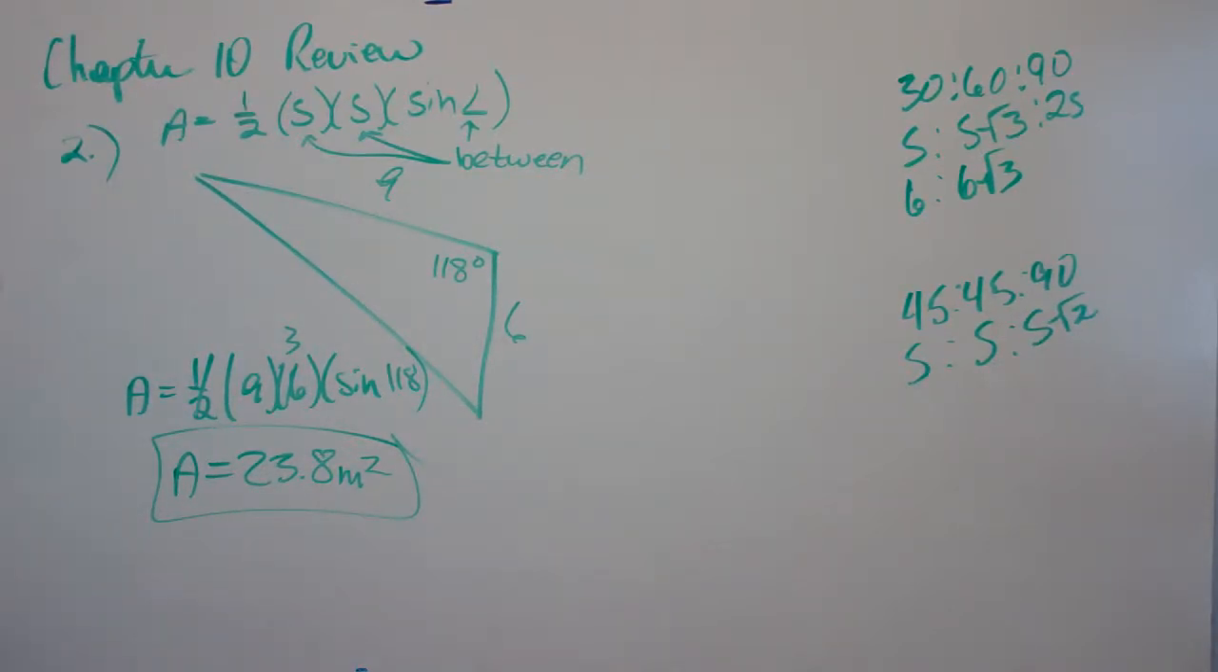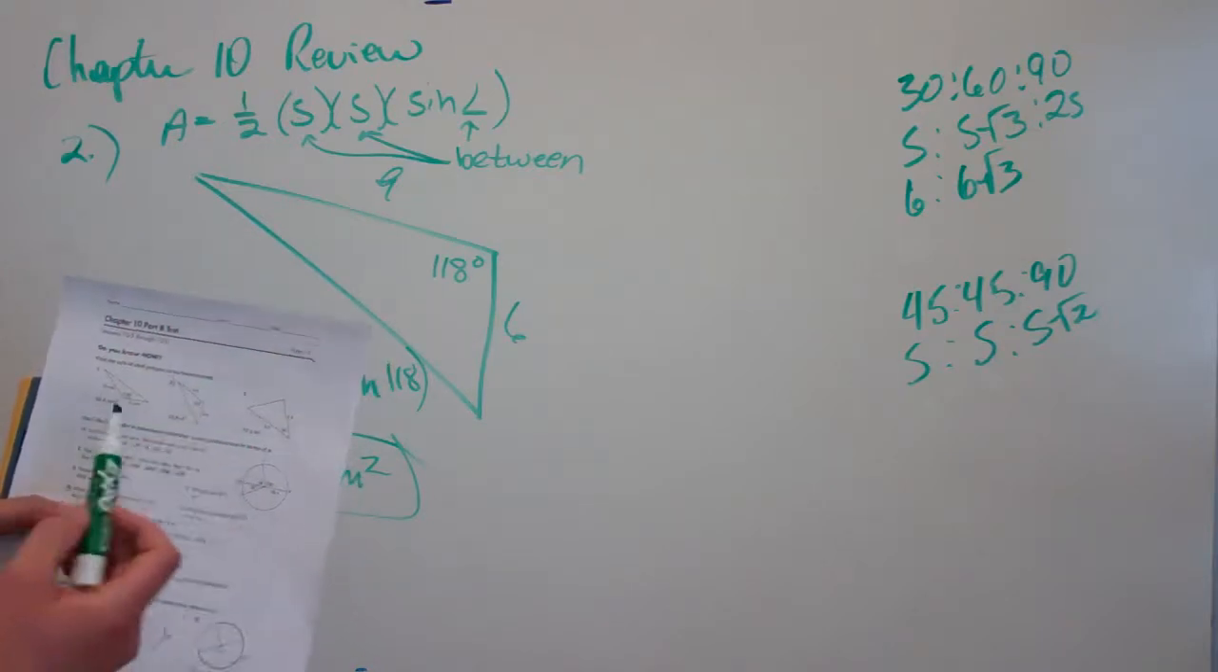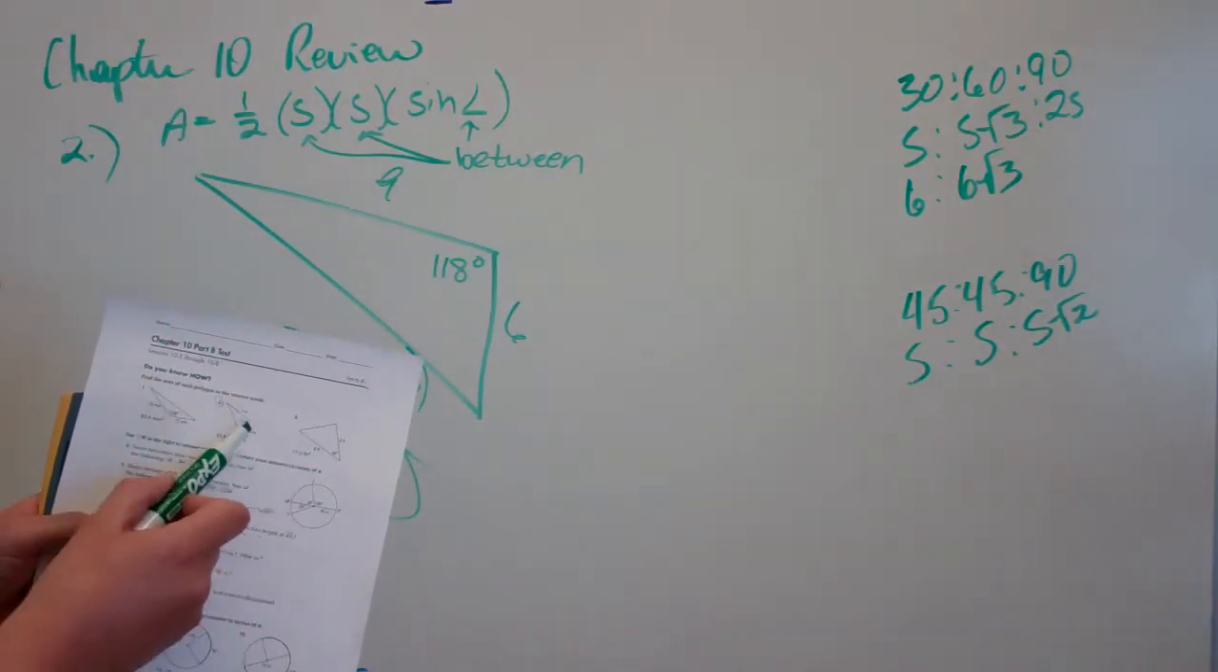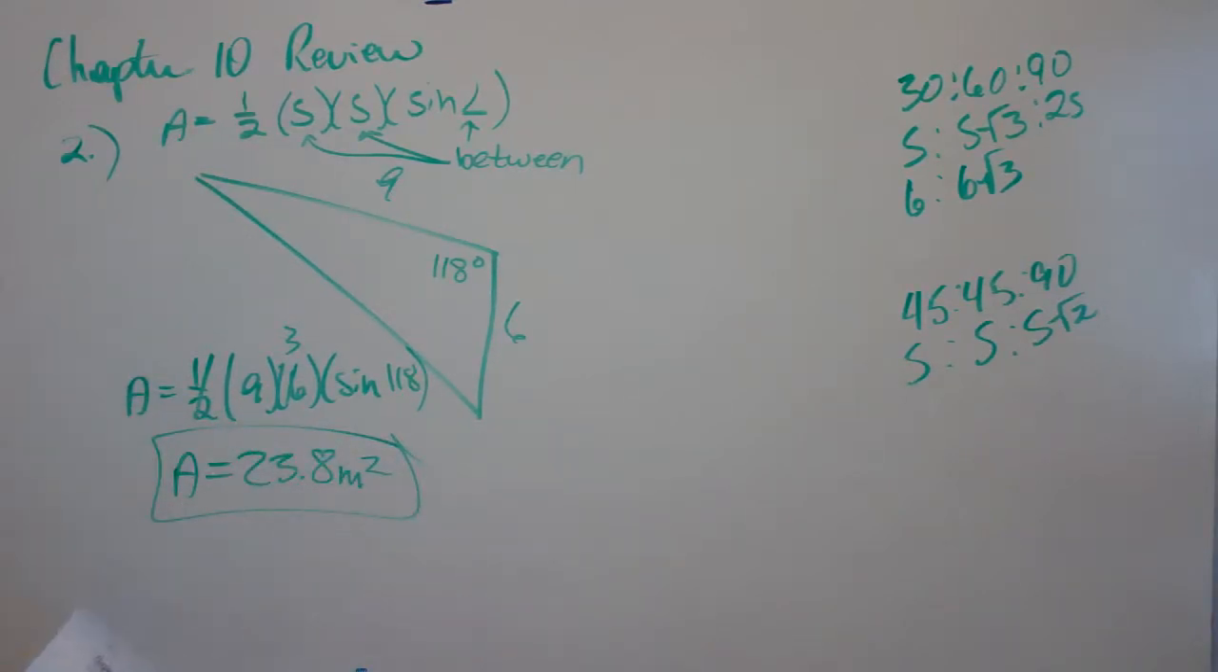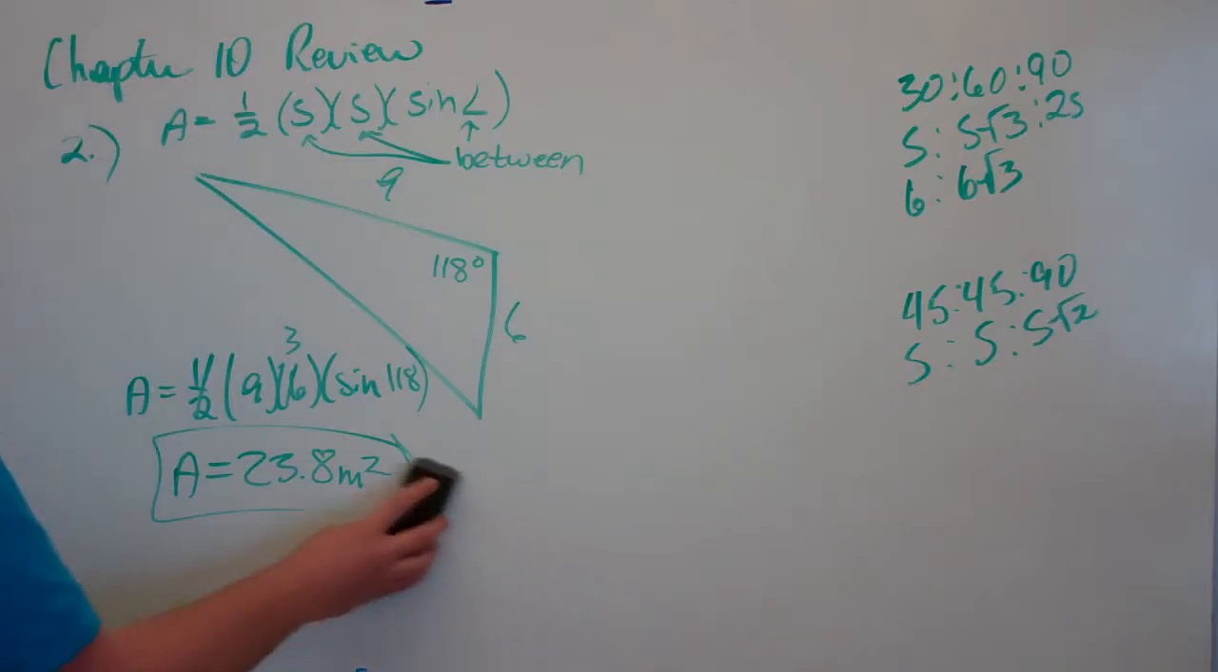Alright? Now, 1, 2, and 3 all work the same way, because you can see you have the angle and the two sides on either side. So you just plug it all into this formula and you're good to go. Alright?